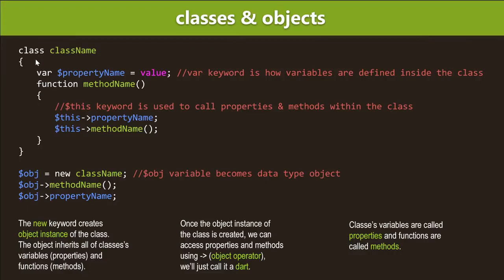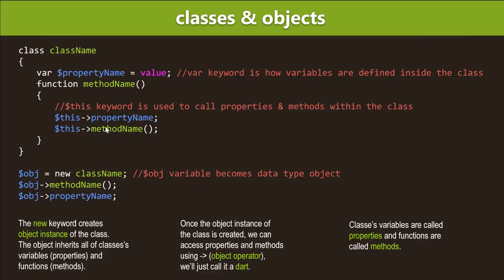So we define the class using the class keyword followed by the class name, and inside the curly brackets we have properties and methods of the class. Properties is just another word for variables, what we call variables inside the class, and methods is what we call functions inside the class. So you can think of a class as just a collection of properties and methods, and that's all it is.